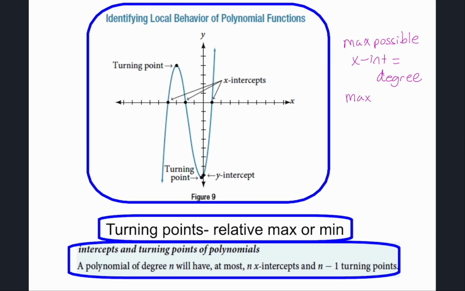The max number of possible turning points, which I'm going to just abbreviate TP, would be the degree minus 1. So if the degree is 5, we might have 5 x-intercepts, but 4 turning points, 4 bumps. So if the degree is n, the most x-intercepts we'll ever have is n. We could have less, but the most we'll ever have is n. The most bumps, hills and valleys, turning points we're ever going to have is always going to be one less than that, because if it turns back around, we get another x-intercept. We can't have that.